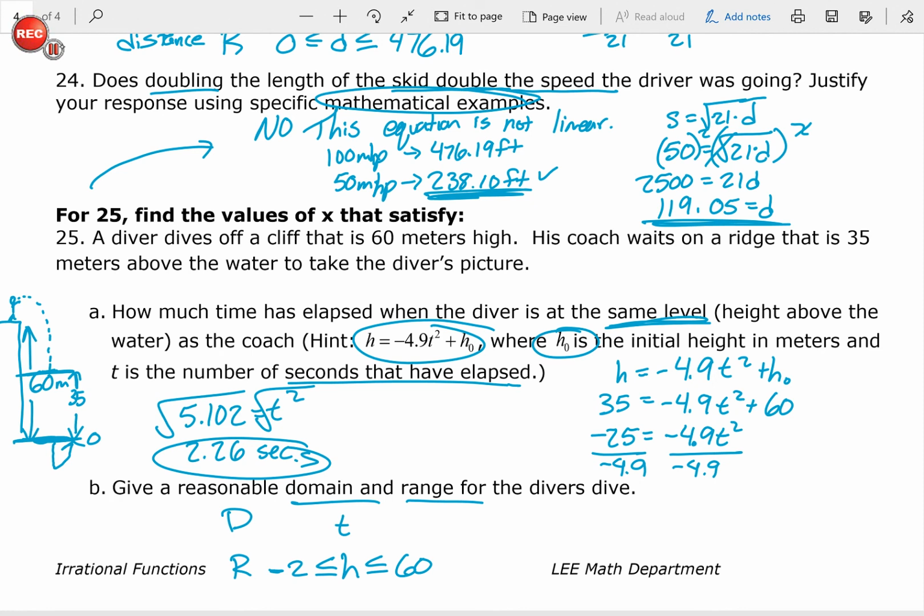So if we know the height first, we can solve for the time. At the initial amount, it doesn't have to follow this. At the initial amount, he's actually 60 meters above the water. But if we wait to see where he is at negative 2, the entire dive is going to take about 3.5 seconds.